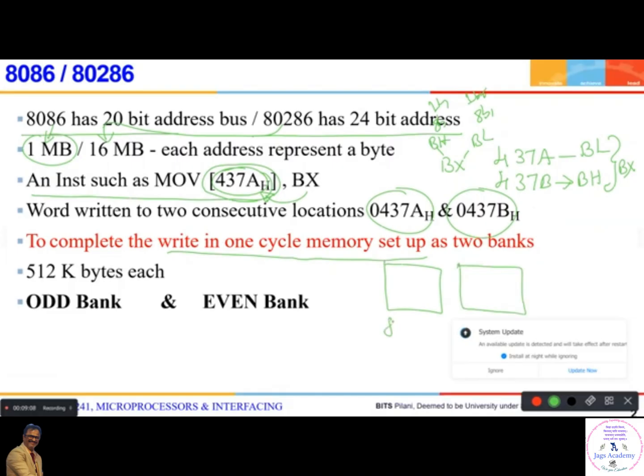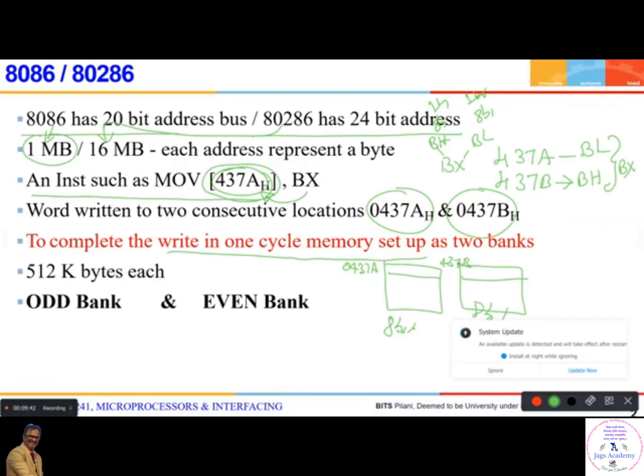This memory can give you only 8-bit data. This memory can give another 8-bit data, right? So now here in this case there is 16-bit data. So how does it write the 16-bit data? We are going to design a memory in such a way that this memory device will hold 437A, and this memory device will hold 437B. So the microprocessor wants to write it in the memory, right?